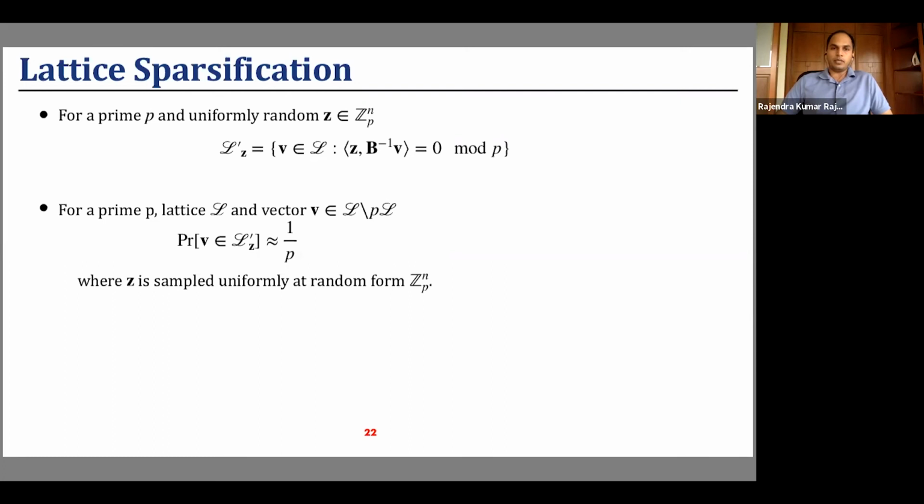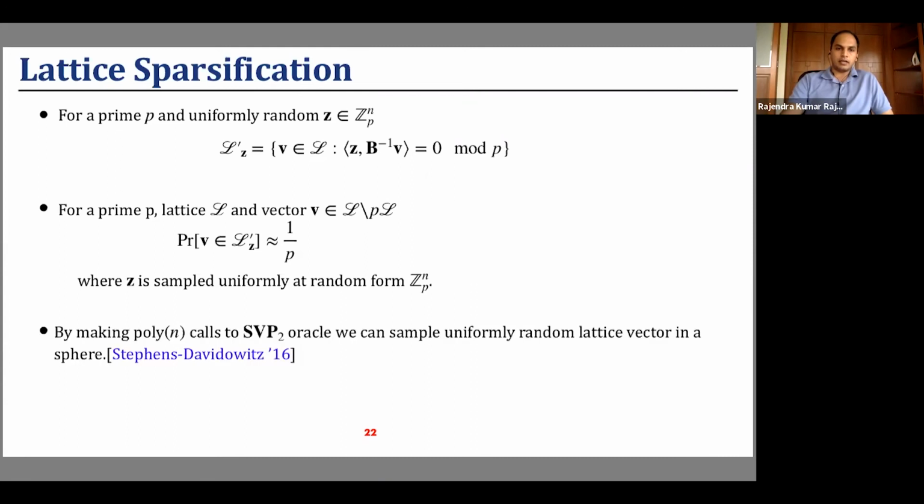And if P is the number of vectors within a bounded length, then if you repeat it on the order of P times, you will get all the different linearly independent vectors within a small bounded length. This is the idea used by Noah Stephens-Davidowitz, and he showed that if we make a polynomial number of calls to an SVP2 oracle, then we can sample uniformly random lattice vectors within a sphere, or within an L2 ball.